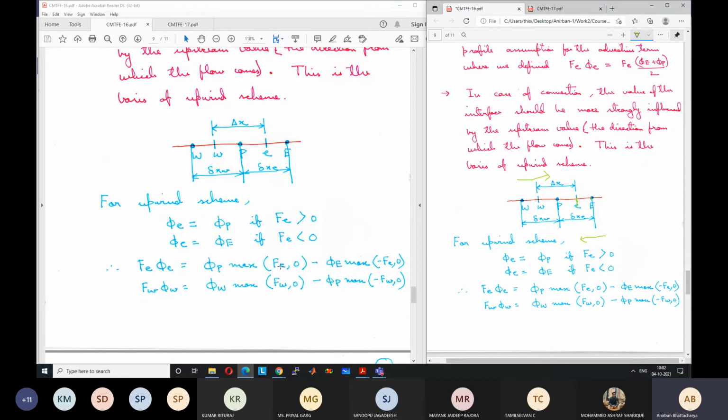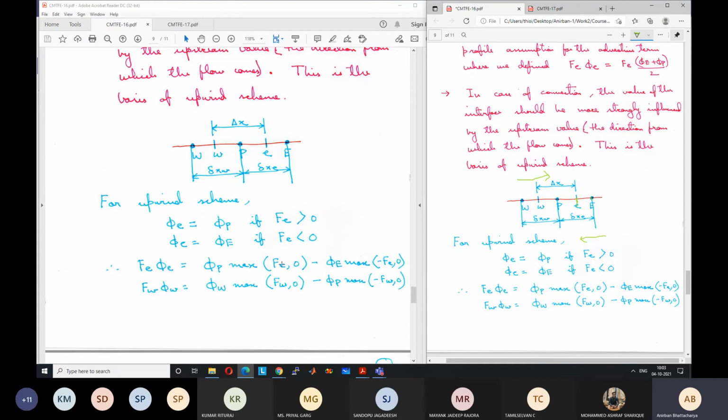So if Fe is positive, maximum of some positive value and 0 is positive. So maximum of Fe and 0 will be Fe. Okay. So this term will be phi p into Fe. And maximum of minus Fe: Fe is positive, minus Fe is negative. So this will be maximum of some negative and 0, which is 0. So this term will become 0. Phi into 0, 0. So Fe phi e will be phi p into Fe. Okay. Or Fe phi p. So basically it means that phi small e is equal to phi capital P. And this is what we have written here. So this leads to the same case if Fe is positive.